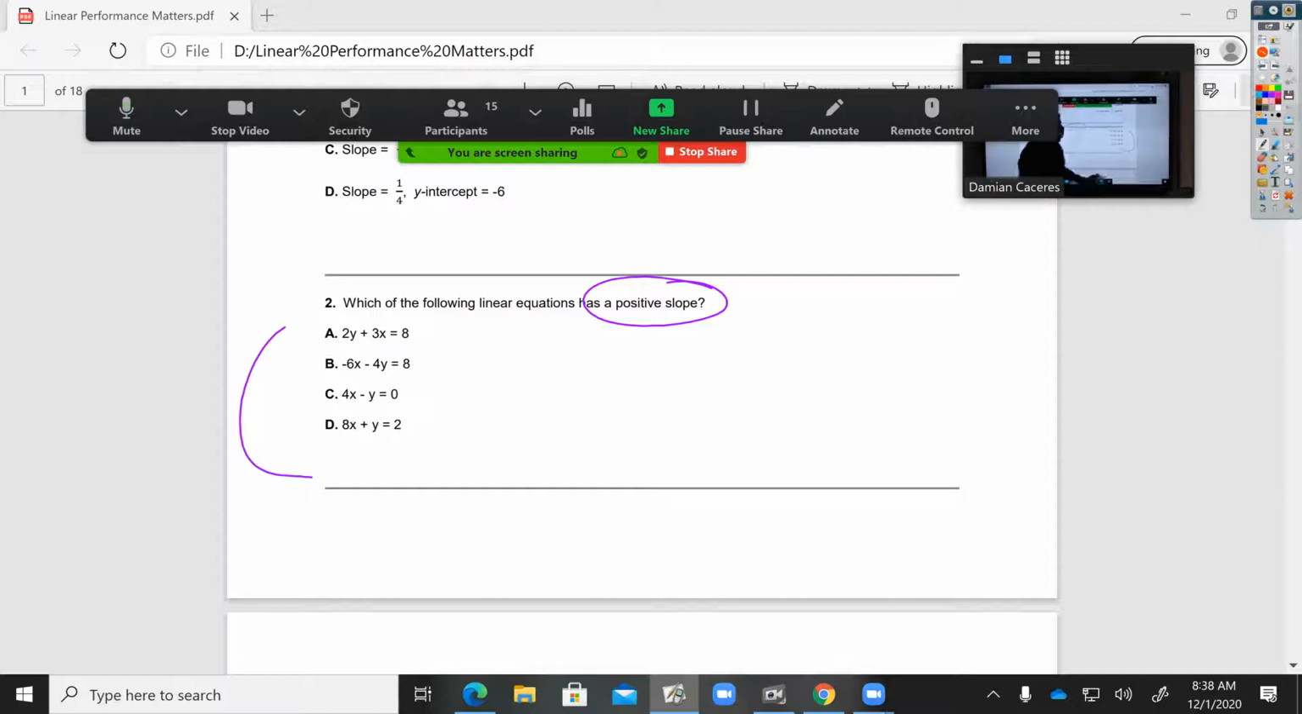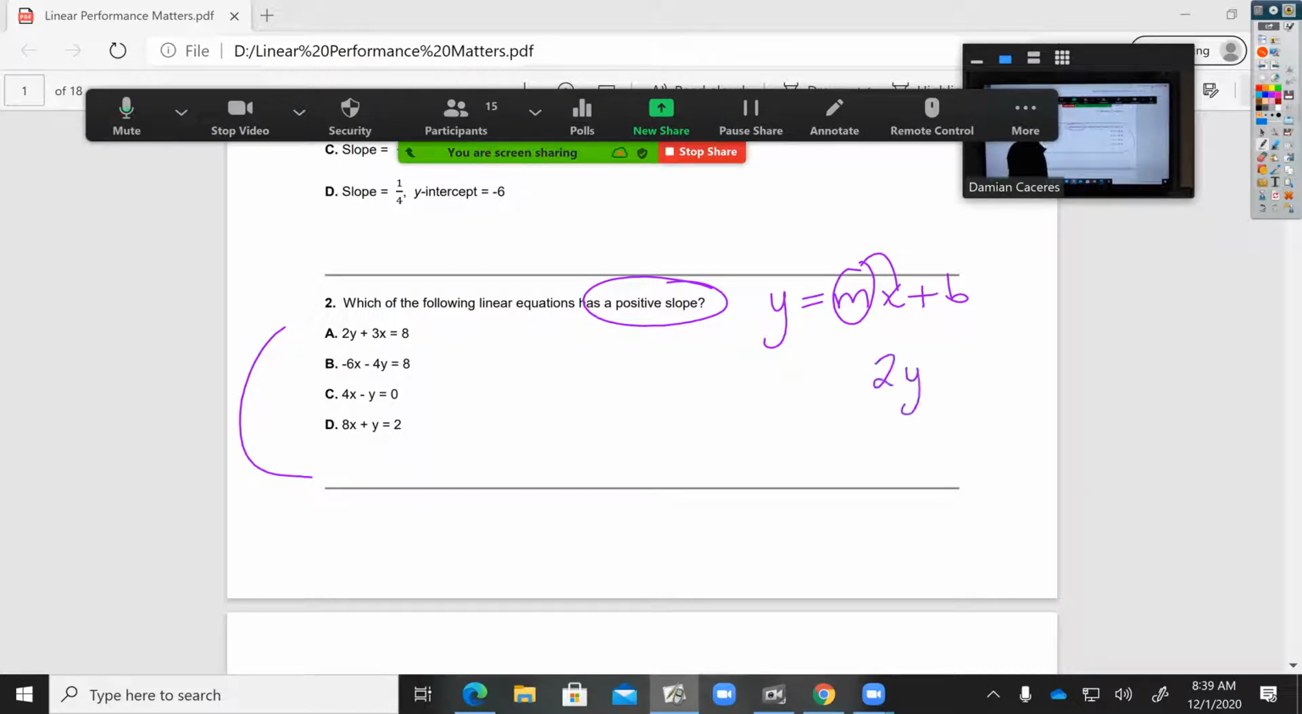In this format, you can't tell if it has a positive or negative slope yet. The only way you can do that is to get the y by itself. Once the y is by itself, then the number that touches the x is your slope. So we just have to get the y by itself here.